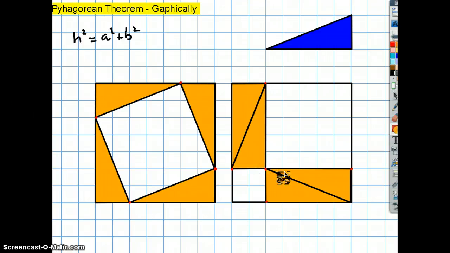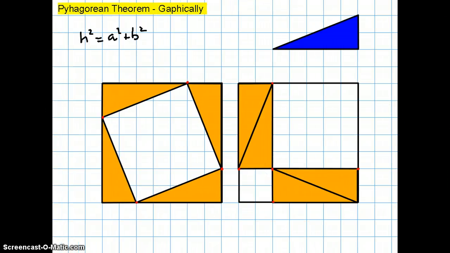There you go. Now you're going to notice the following: I call this a, this is a by a, so this is a squared. If I call this b, well, this is 5 by 5, so that's b squared. And if I call this c, and I don't know what c is, but it's going to be this long side right here. This is all my c's, so that's c squared. And now you can see graphically that c squared is equal to a squared plus b squared.